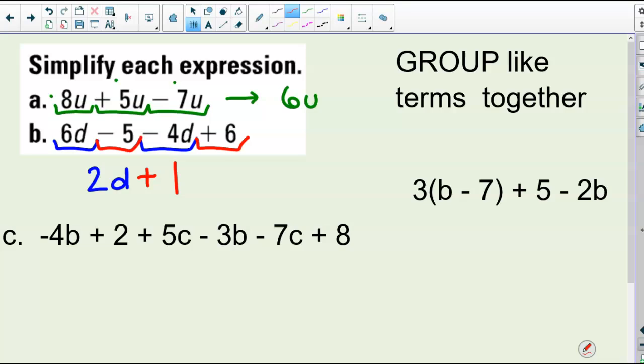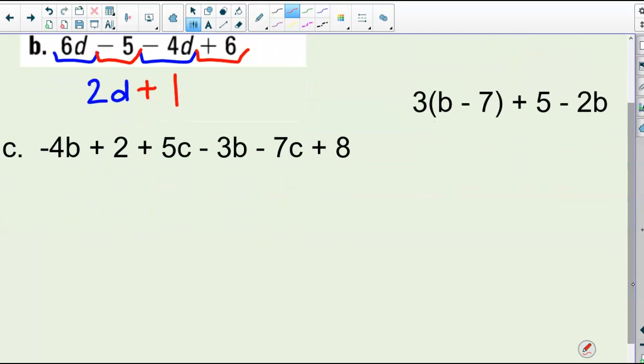Okay? And let's do part C down here below. Again, I'm gonna move it up. I'm gonna color code and combine my like terms. So I have B's, I have constants, and I have C's. Alright, let's put them together.